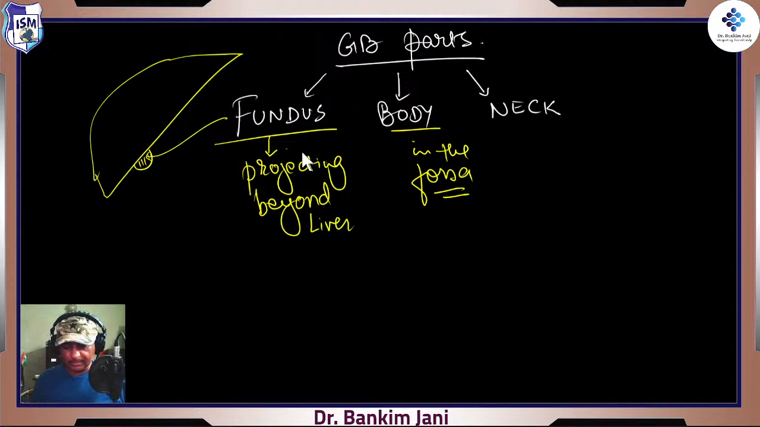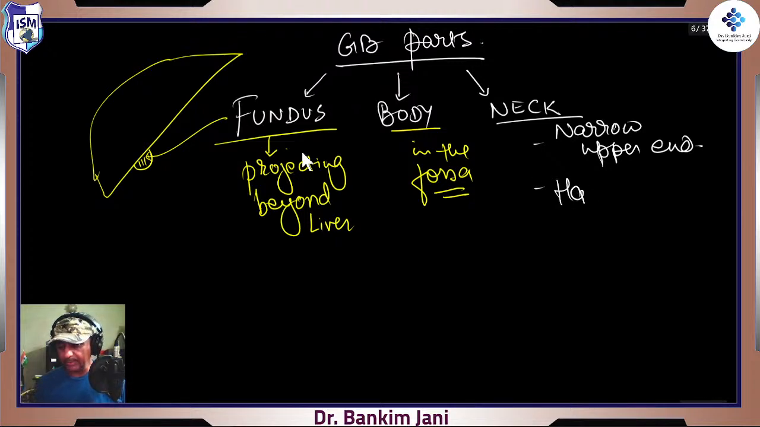So this is easy. Regarding the neck, it is a bit specific because it is the narrow end, and that's why all those stones will be torturing this area, right? So this is the narrow upper end. On top of it, it has that Hartmann's pouch.